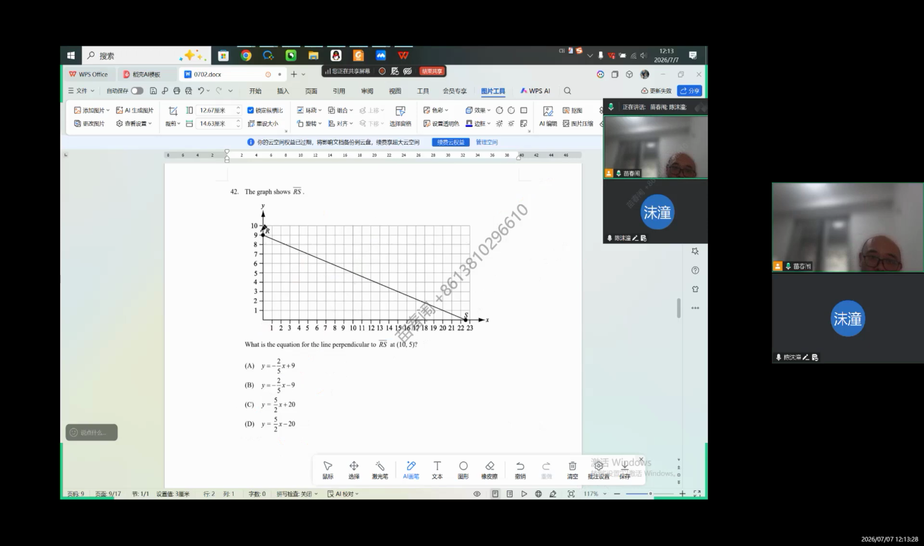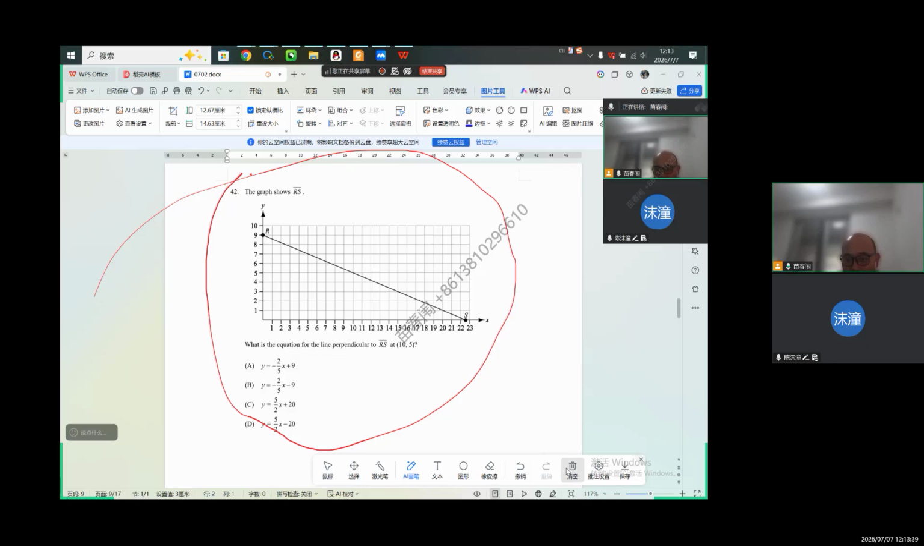I'm going to do this one again next time because there is another method. I'm using basically a drawing method for this one, but there is an algebra way next time. We'll talk about that. See whether you like it.